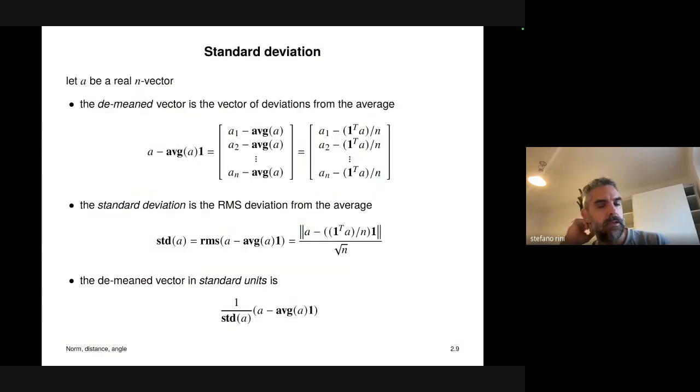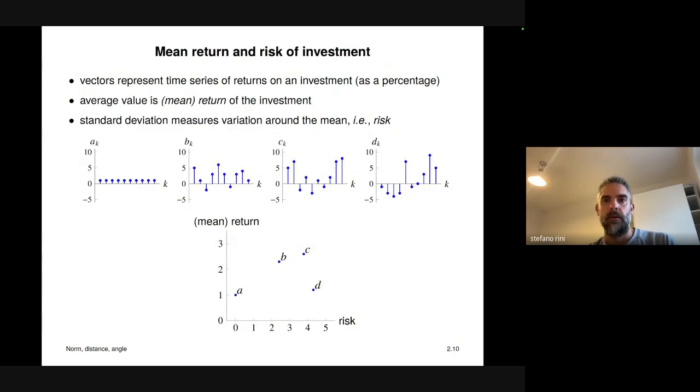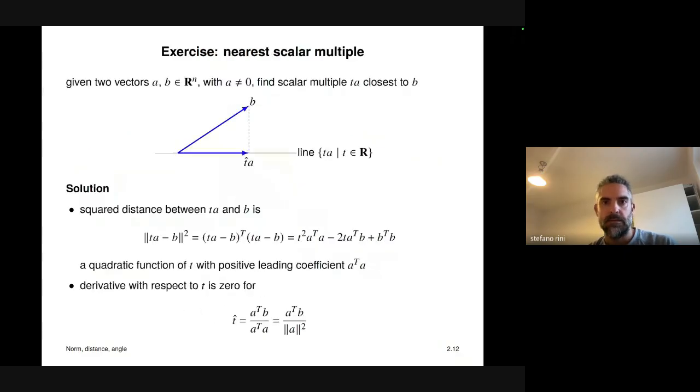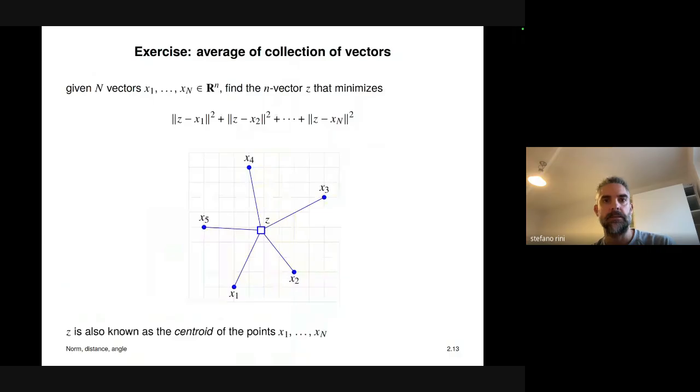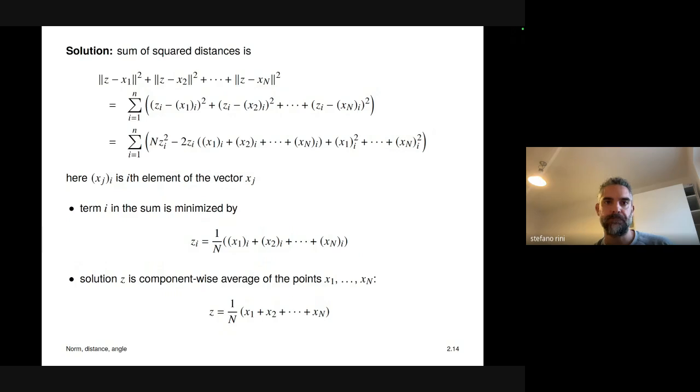Good. Then again, something that we saw last time. What is the average? What is the standard deviation? You take a vector, you subtract its average, then you look at the root mean square of this zero-mean vector, and this gives you the standard deviation. And then we are discussing this. Okay, this is good. This is another exercise that you can look at. Then we say that you have a collection of vectors, and you can define the center of the collection of vectors, which is the average of all the vectors.